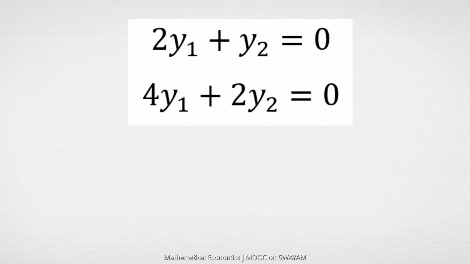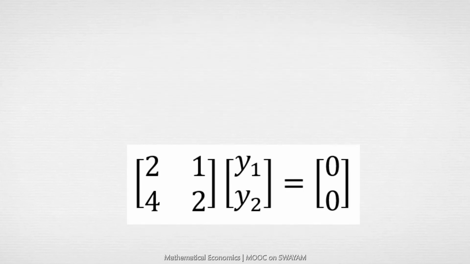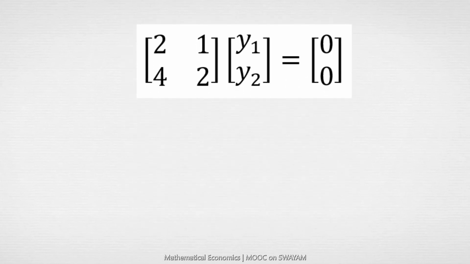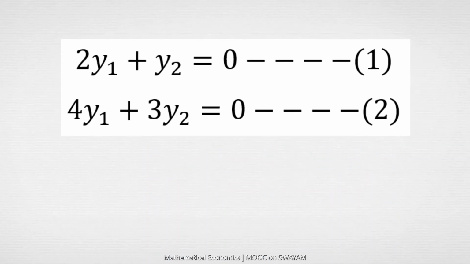Now consider the equations. This is the matrix form. In this case, if you calculate the determinant of the coefficient matrix, it is equal to 0. Since the determinant is 0, by definition of singularity of a matrix, the rows in the coefficient matrix are linearly dependent. You can see that the second row is 2 times the first row and hence is dependent. And therefore, one of the equations may be considered to be redundant.